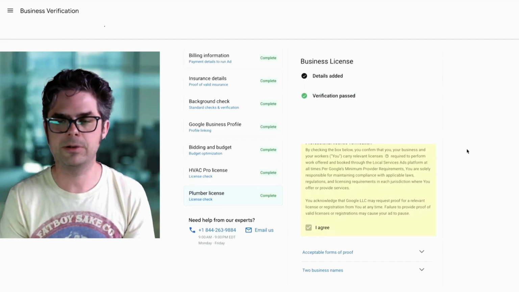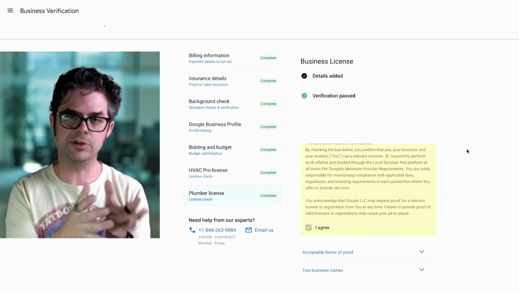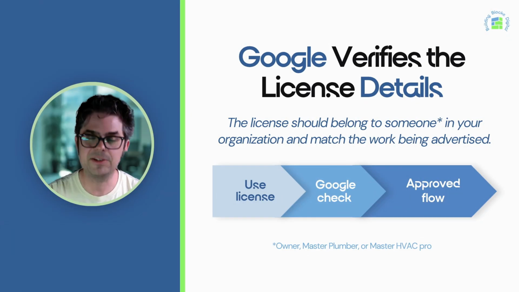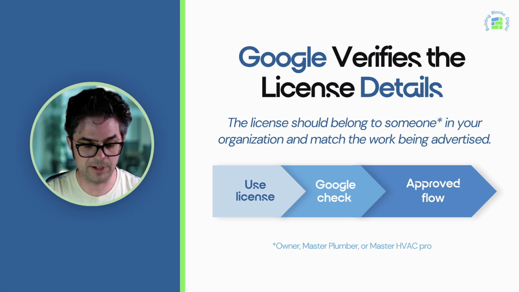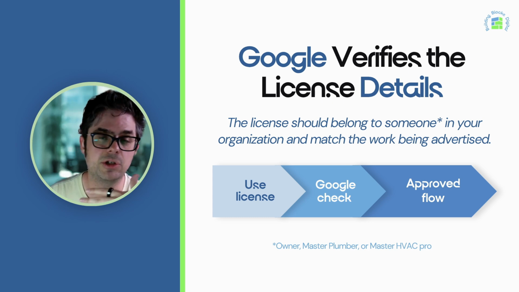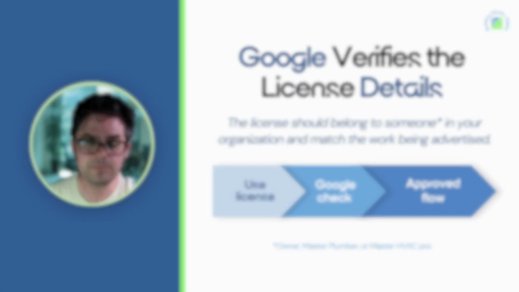You're going to plug that into the system, and then they're going to go and do the background check. They're going to check the licenses to make sure that they're correct. They're also going to make sure that the licenses aren't being used for a bunch of other companies, right? They want to guarantee the work is going to be done right by your company. So it should be a license that somebody in your organization owns and uses. Probably you as the owner are going to have that license. It'll be yours that is on here. And if it's not, it'll be your master plumber or master HVAC pro.